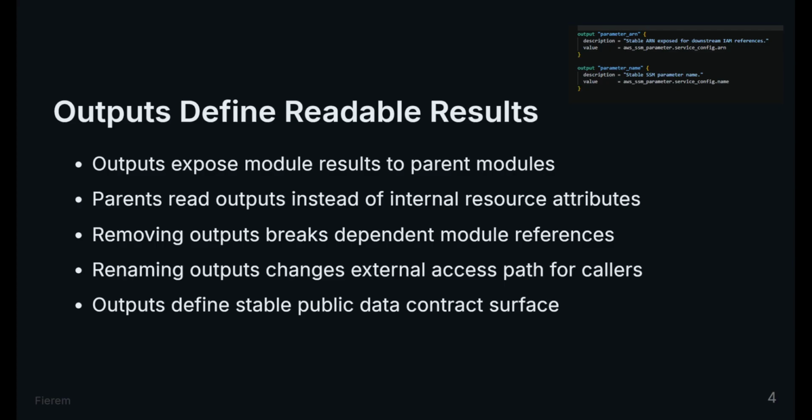An output is the module's published result. Parent modules can read child module outputs. Parent modules cannot directly read hidden child resources. Removing an output breaks callers that reference it. Renaming an output changes the module's public read path.